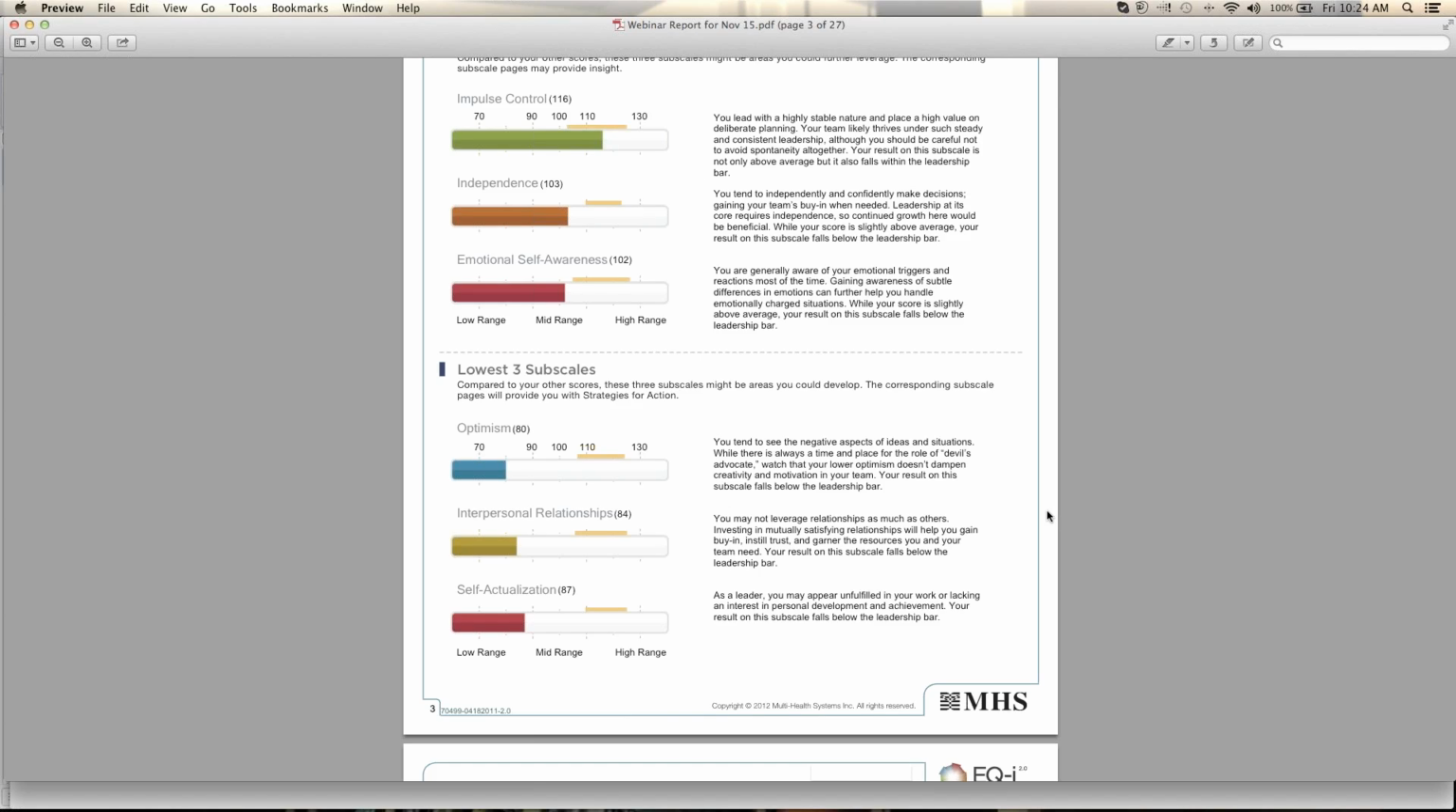And then when we look at interpersonal relationships at 84, the standard deviation is 15, so anything lower than 85 or higher than 115 is a significant score. And so with respect to this one at 84, we want to talk about what that may mean for this person. This person struggles with relationships.